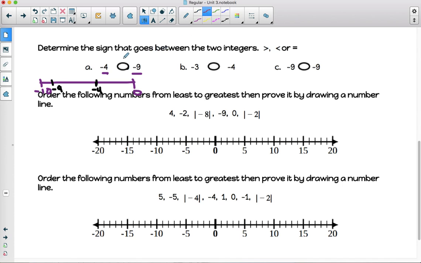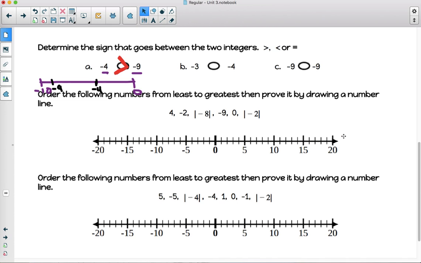Meaning -4 is greater than. So I want to put this greater than symbol going towards the 4. When we're talking about negative numbers, even though the numbers look bigger, they're actually smaller. If you think about this in terms of money, if I owed somebody $50, that's worse than owing somebody $5. I'm going to have more money in my pocket if I owe somebody $5 compared to $50. So be careful of these ones where we have two negative signs.